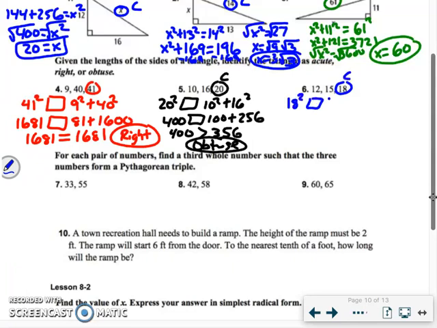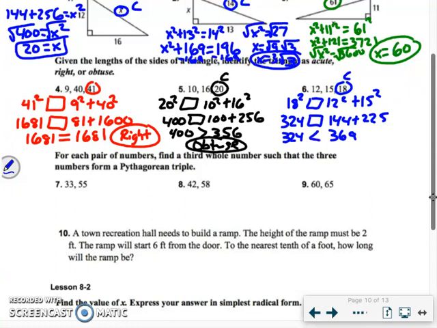Lastly, number 6, 18 is our hypotenuse, so we're going to put that first. We're comparing it to 12 squared and 15 squared added up. So 18 squared is going to give us that 324. We're comparing that to 144 plus 225. So 324 compared to 369 is smaller.